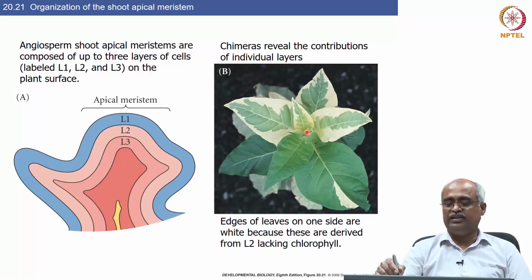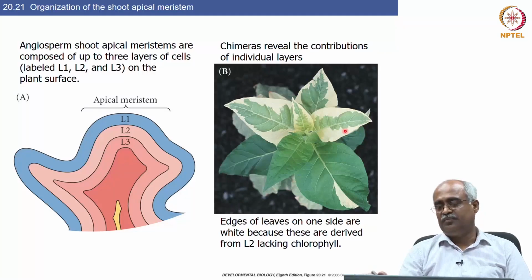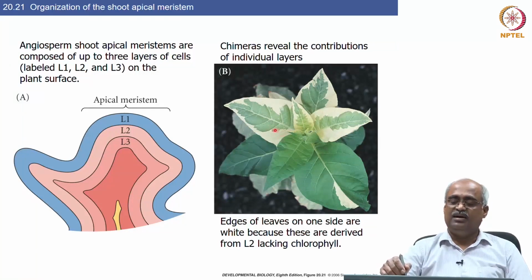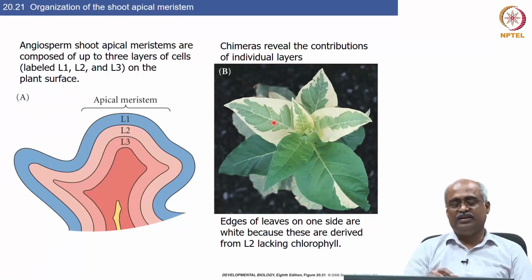So therefore, the L2 in this particular case does not produce chlorophyll. And L2 is the layer from which the edges of the leaves form. So as a result, here the edges look white. And L1 normally doesn't produce chlorophyll, and L3 does not contribute to the edges. And that is why the middle region coming from L3 has the chlorophyll. Okay, so this is how the contributions of the different layers have been understood.